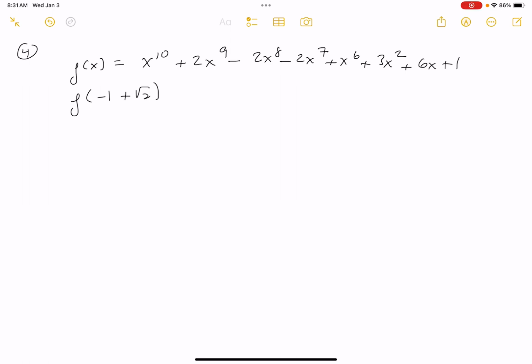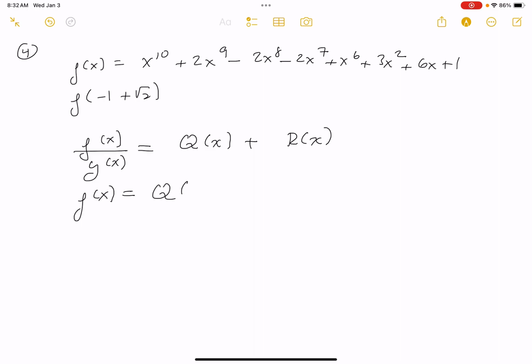So I really want to reduce the complexity of the problem. And what I'm going to do is take f of x and divide it by some polynomial. We'll talk about what polynomial I want to use later. This would be equal to some quotient plus some remainder. Now if I did this, I could say f of x is equal to q of x times g of x plus, whoops, I'm sorry about that, the remainder over g of x.